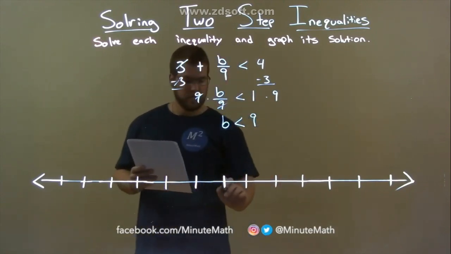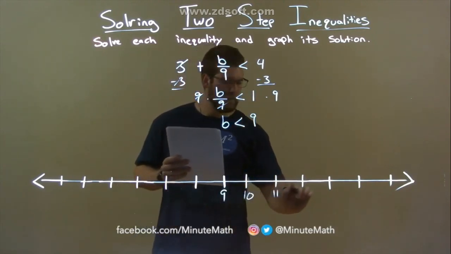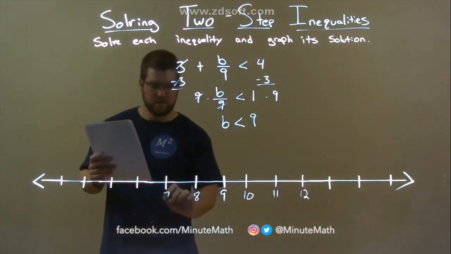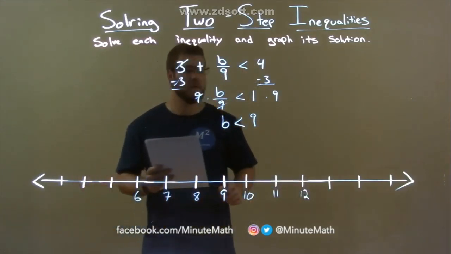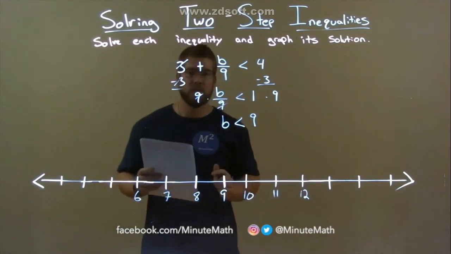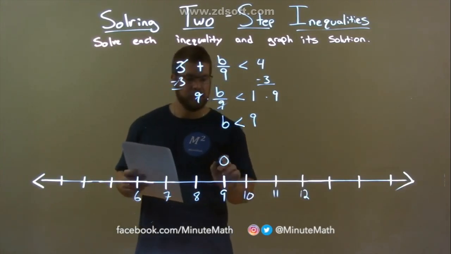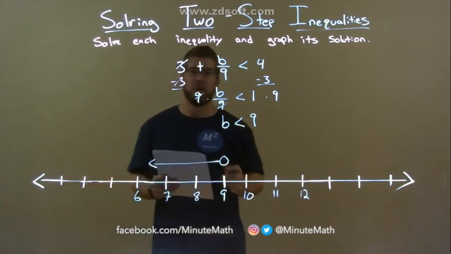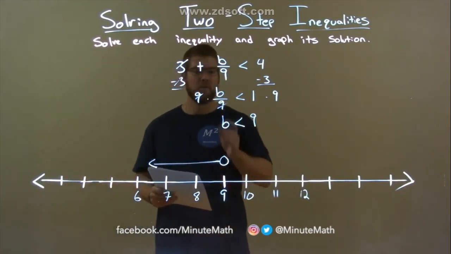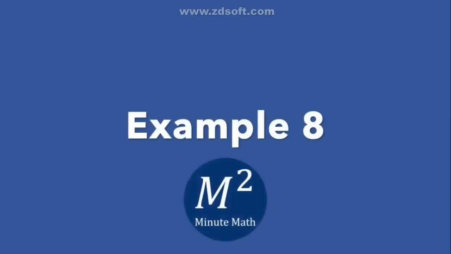So now let's graph it. So 9 here, 10, 11, 12, and 8, 7, 6. Well, since b is not equal to 9, that means we have an open circle here at 9. b is less than 9, so the arrow goes to the left, and there we have it. Our graph matches our final answer, b is less than 9.